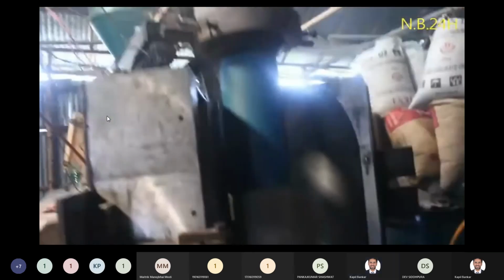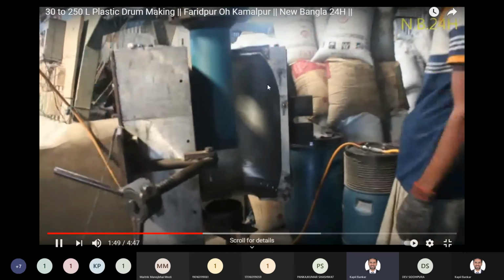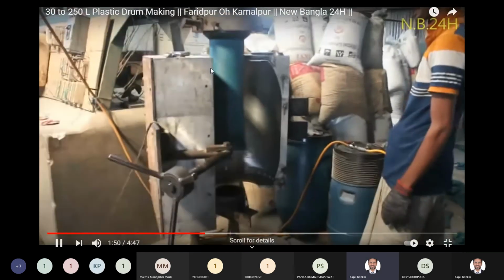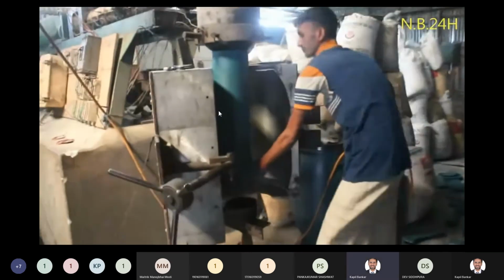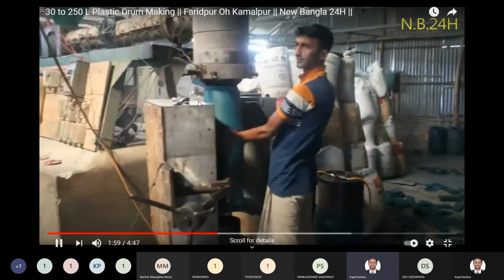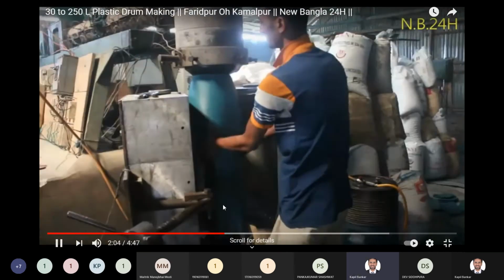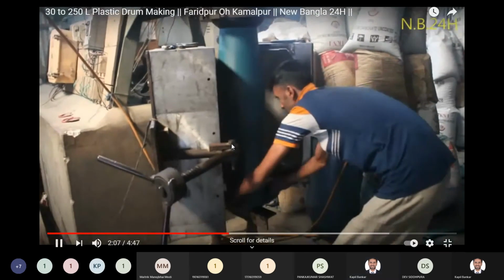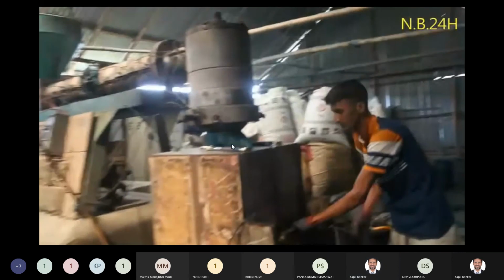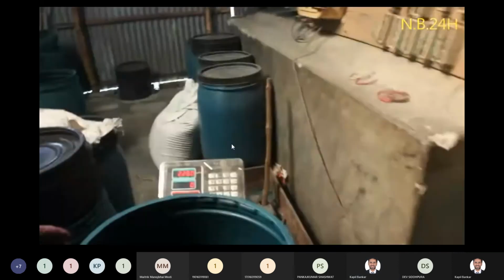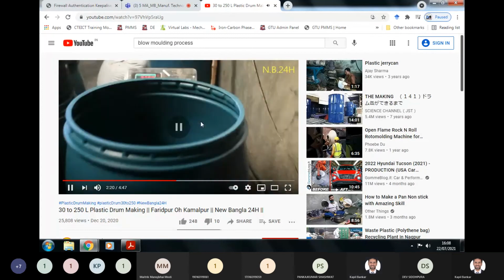See, again another Parison is coming. This is the die. This Parison is coming from the extruder. Now in this process, air is inserted from the bottom side. So this is the Parison. Now close the die and again repeat the same process. Clear? Do you have any doubt?